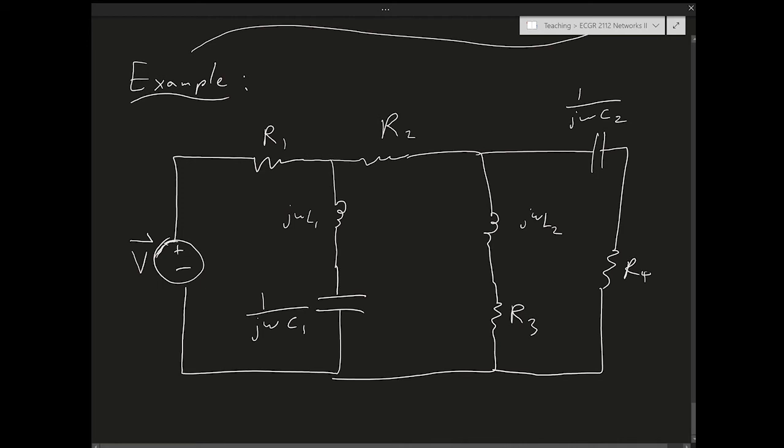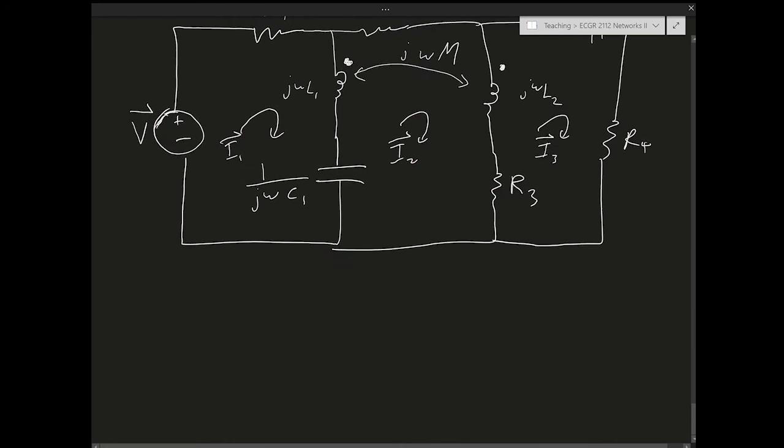Regular 3-mesh circuit. The twist here now is that there is a mutual inductance between those two inductors, which is j omega M. And the dots are this way. All right. So the problem is to write the 3-mesh equations: I1, I2, I3. Okay. So I want to do this problem a little bit differently.